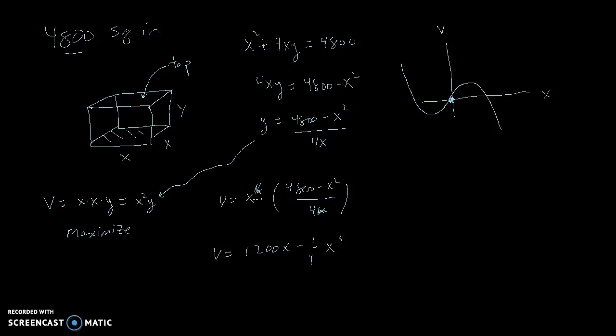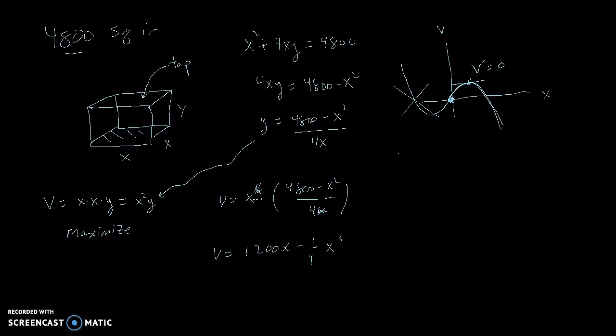So we see that, first of all, we're not interested at all in when x is negative, because that doesn't make sense in our problem. So just looking at this part of the graph where x is positive, we see that our function has a maximum right around here where the derivative is 0. So V prime will equal 0. And that's how we solve the problem.